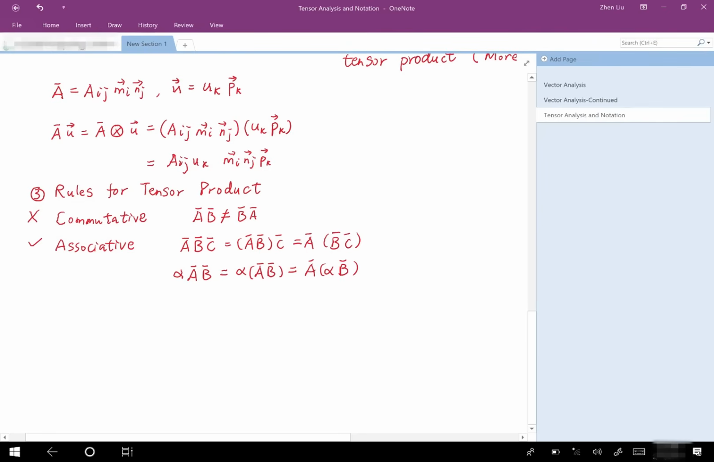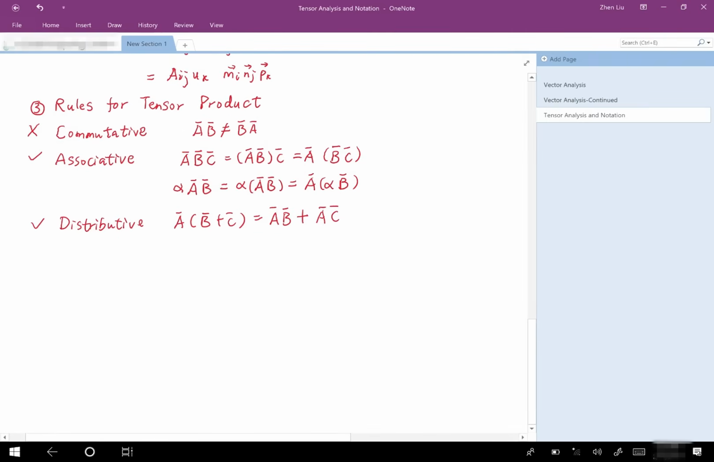Then the last one, D, distributive. This one is also valid. So that means we have the tensor product of A and the summation of B and C. So this one equals AB plus AC.